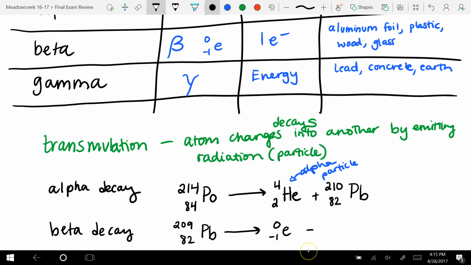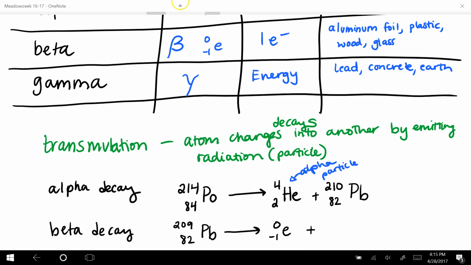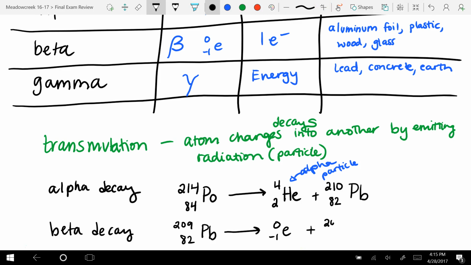Well, when it does this, we can say 209 minus 0 is 209, so its mass stays the same, but 82 minus a negative 1 means that it gains a proton, 83. So number 83 on the periodic table is bismuth.